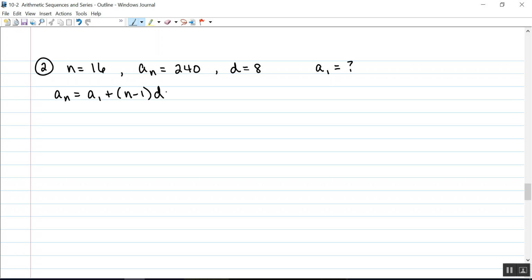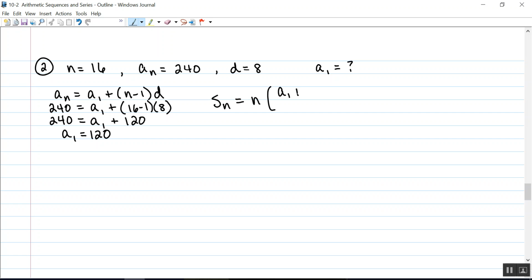Okay, so a sub n is 240, a sub 1 I don't know, plus n is 16 minus 1 times my common difference of 8. So 240 equals a sub 1 plus 15 times 8, which is 120, so a sub 1 is equal to 120. Now I can use my formula. S sub n equals n times a sub 1 plus a sub n over 2.